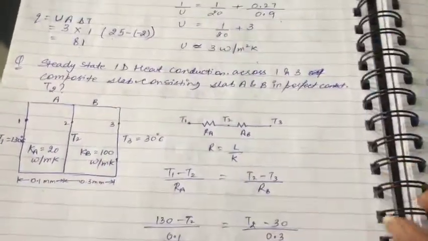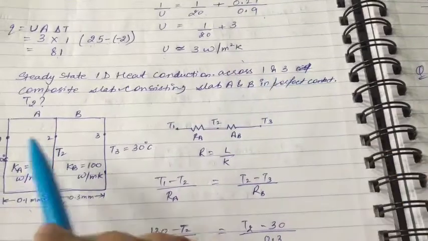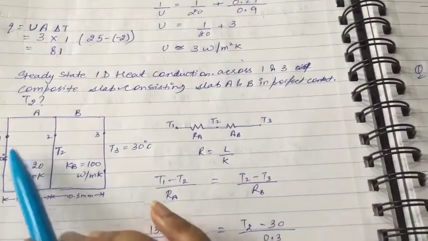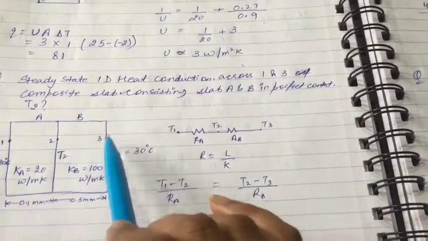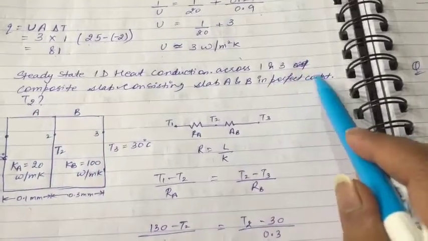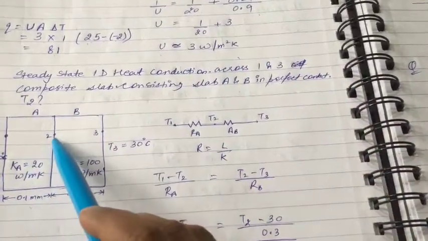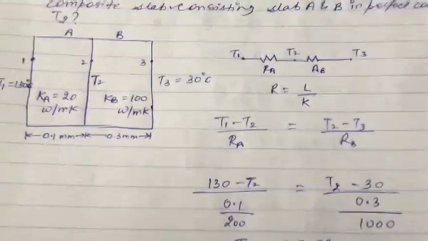Next question is steady state one dimension heat conduction across 1 and 3. These are two slabs given to us. So steady state heat conduction is taking place between 1 and 3. It is a composite slab consisting of two slabs A and B in perfect contact. We have to calculate T2. So let's zoom into this diagram.